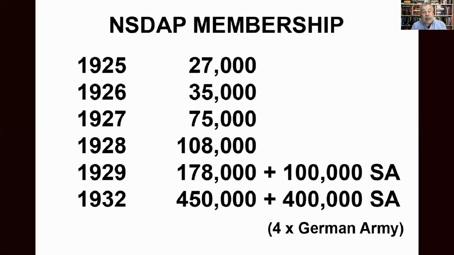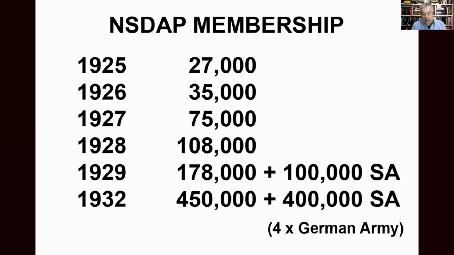In terms of the party membership, it is growing steadily. 1925, once Hitler comes out, 27,000 members. 1926, 35,000 members. 1927, 75,000. It's a very slow growth, roughly 25,000 members a year. 1928, 108,000. And 1929, we begin to see this rapid acceleration of Nazi Party membership.